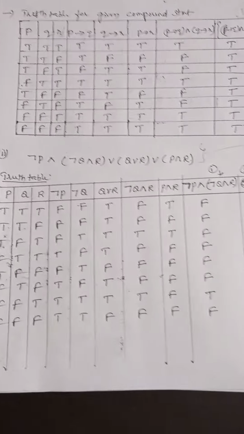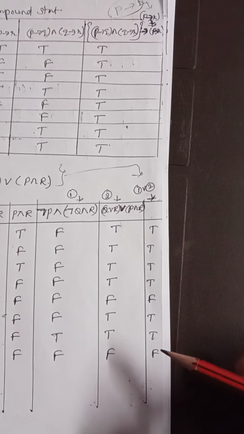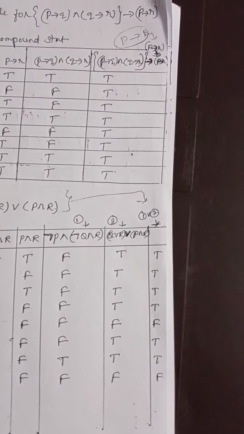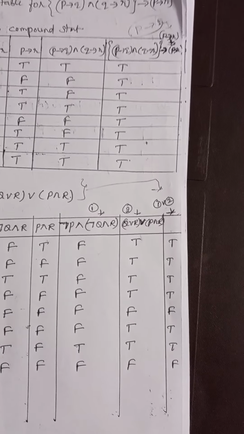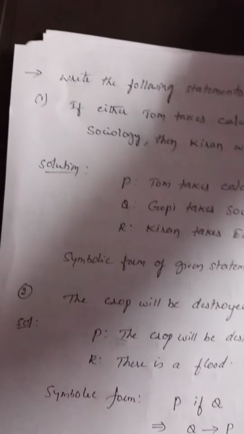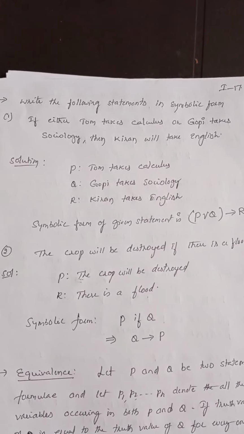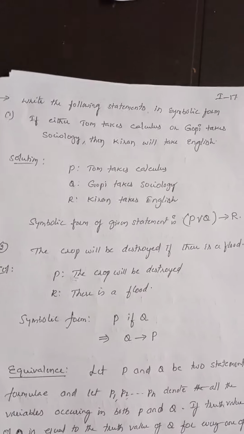Now again those possibilities we have to construct the truth table. Here the last column of the truth table contains some truths and some false, therefore it is a contingency, right? Next, continuations, 17th page. Now see, write the following statements in symbolic form. Symbolic form means some statements are given to you, we have to break the compound statements into simple statements.